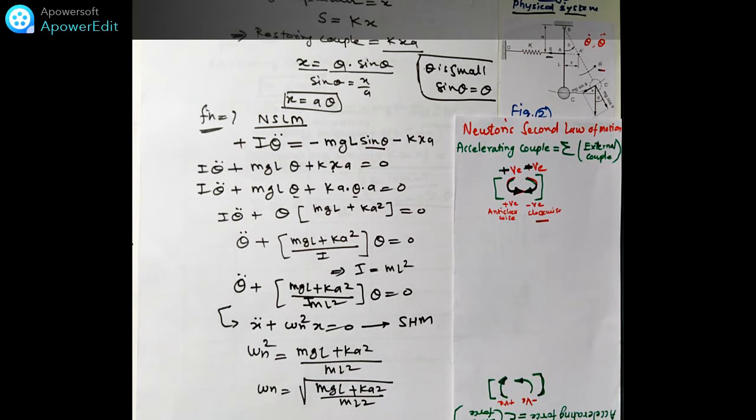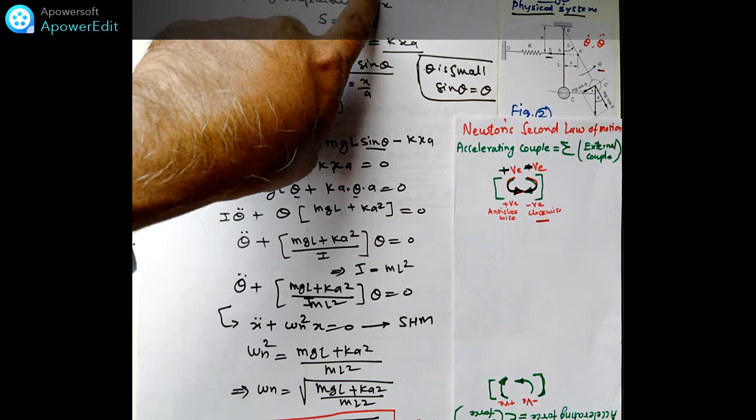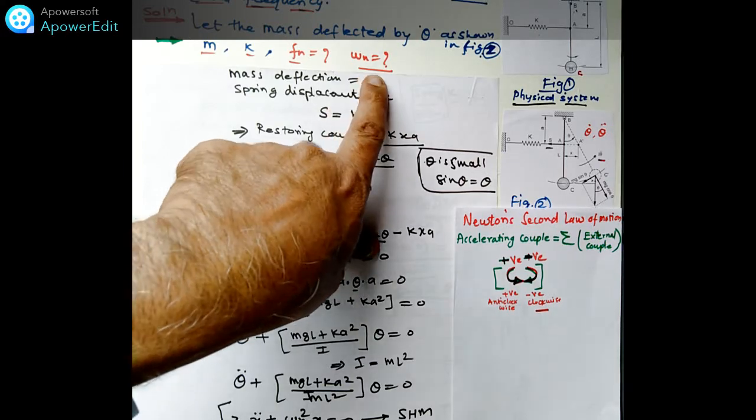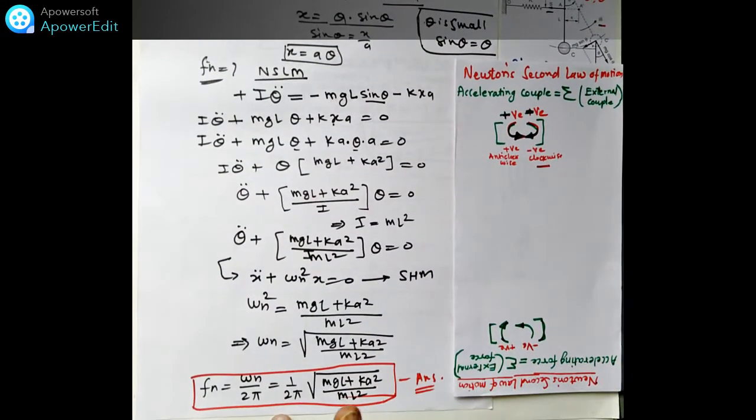Okay. So finally the Fn you can also calculate as omega n by 2 pi. So omega n is this much. This is the value of omega n. After putting this value in this equation, we will get mgL plus k a square, denominator m L square. Friend, this is your answer. What we have to find out? Fn. This is the answer we got here. So here m and omega n we have calculated for this system, and this is the value of Fn.